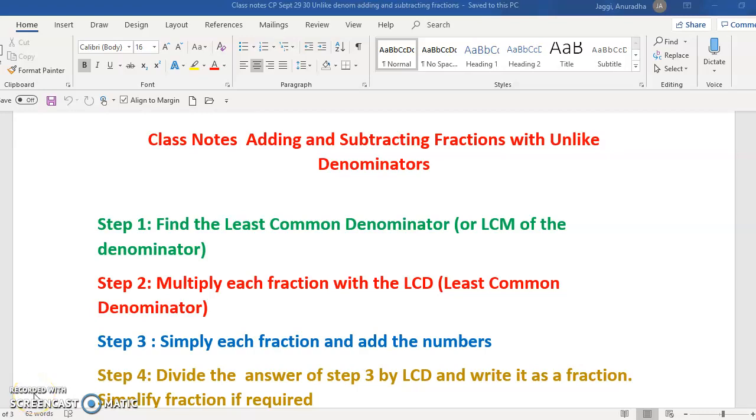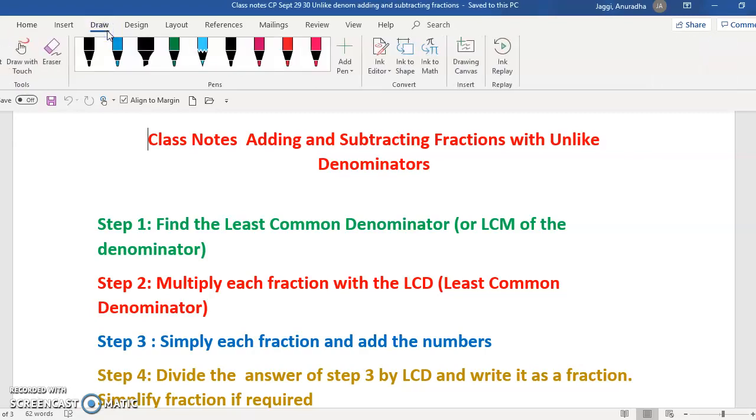Hi students, today we are doing adding and subtracting fractions with unlike denominators. Last week we did like denominators. I'll give an example here.